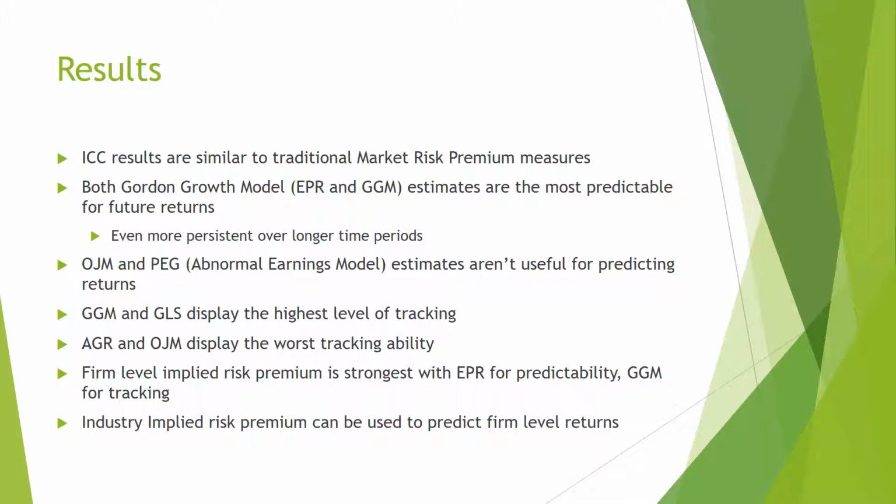Here are the results. Implied cost of capital results are similar to traditional market risk premium measures. As in, you can maybe just look at 1-factor, maybe 2, 3-factor models, all those models that Fama and French have come up with over time, and you will get similar results. But then there's a little bit of a turn. Both the Gordon growth models' estimates are the most predictable for future returns, and it's even more persistent over longer time periods. As in, if you look at those models alone, you can actually get an idea of the long-term returns of a stock.